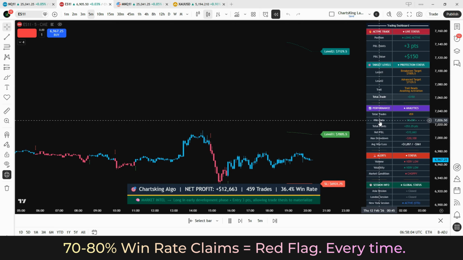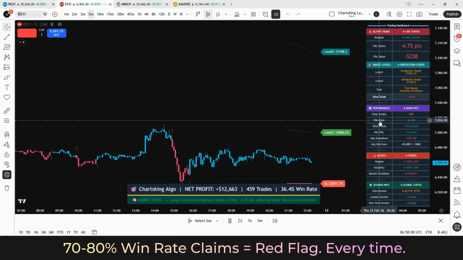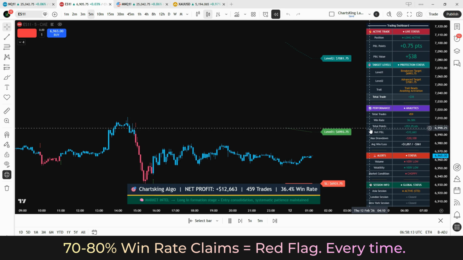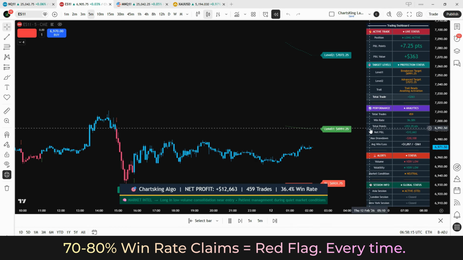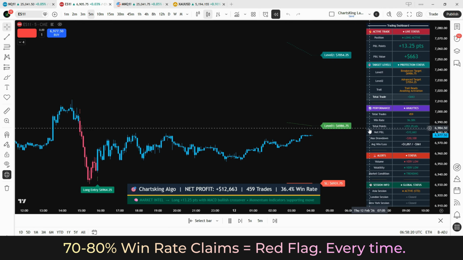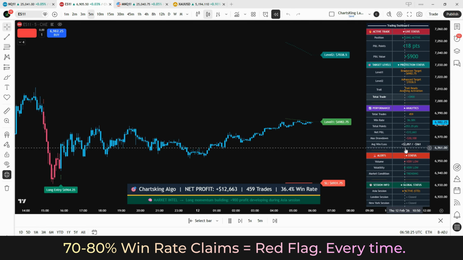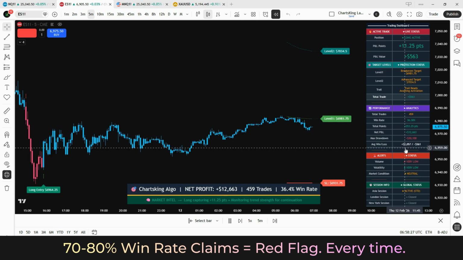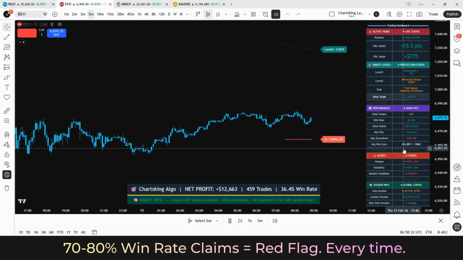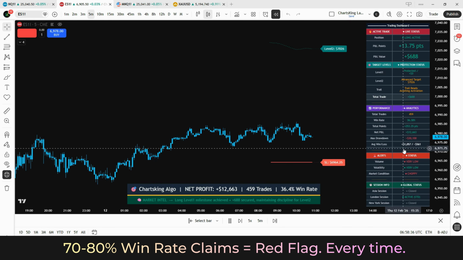The trading world is full of people claiming 70%, 80%, even higher win rates. That is an absolute lie. There is no such thing. Any professional trader, any institutional desk will tell you a 40% or a 35% win rate with the right risk to reward is not just good, it's how real money is made. These influencers are either lying to you, cherry picking their trades, or they simply don't want you to know the truth because the truth doesn't sell courses.